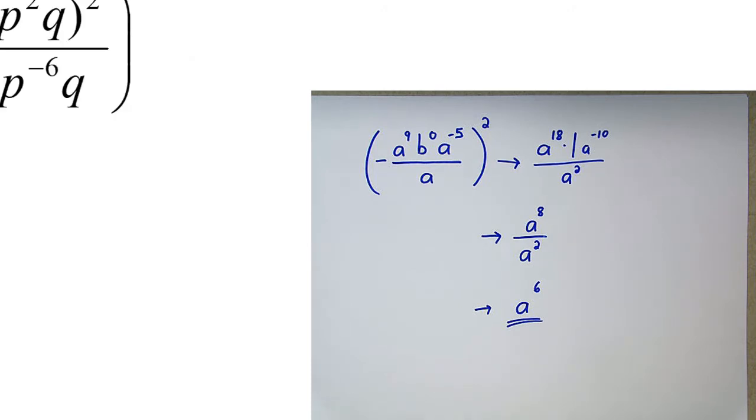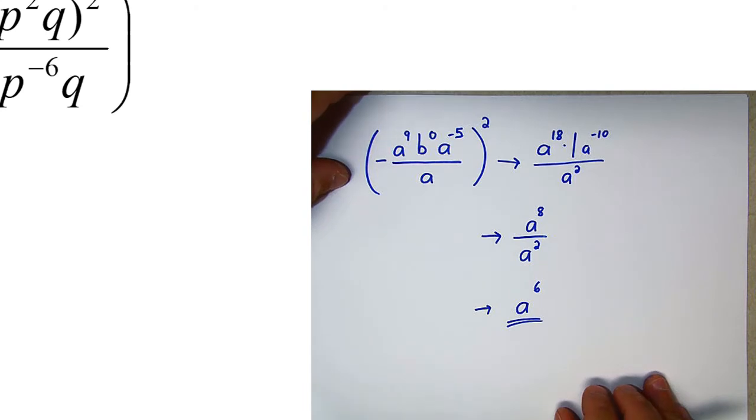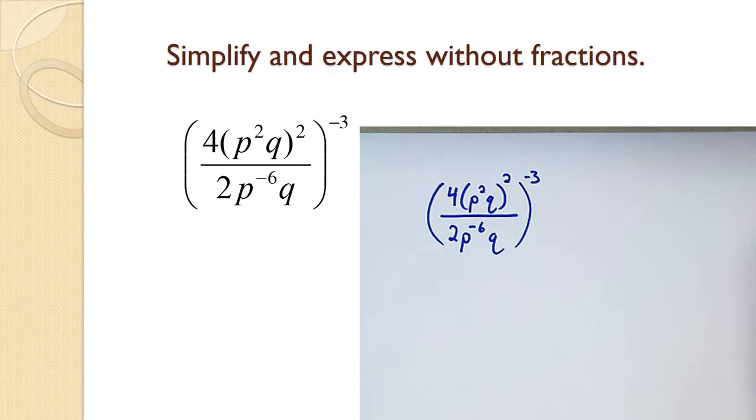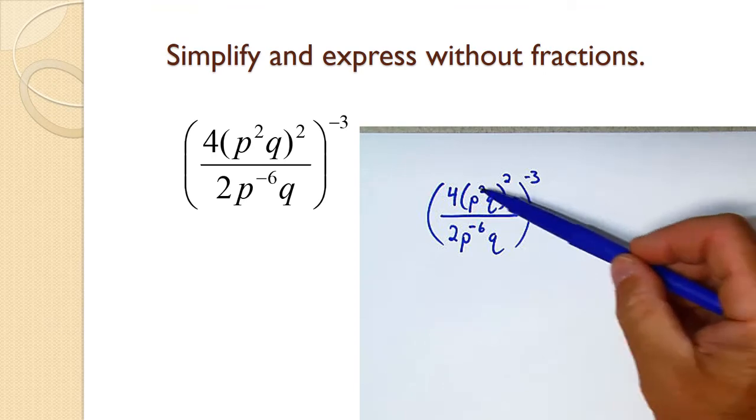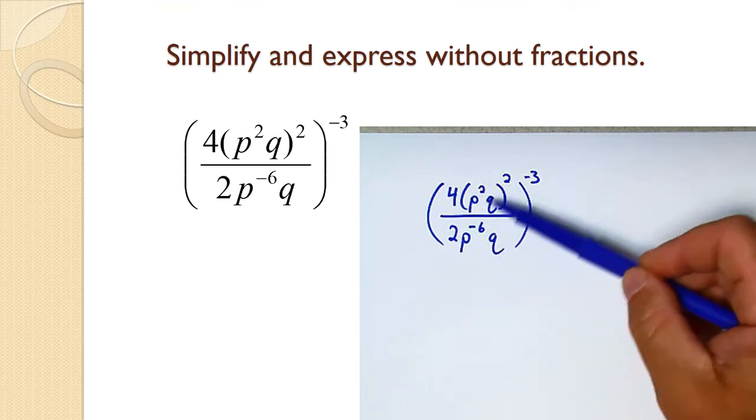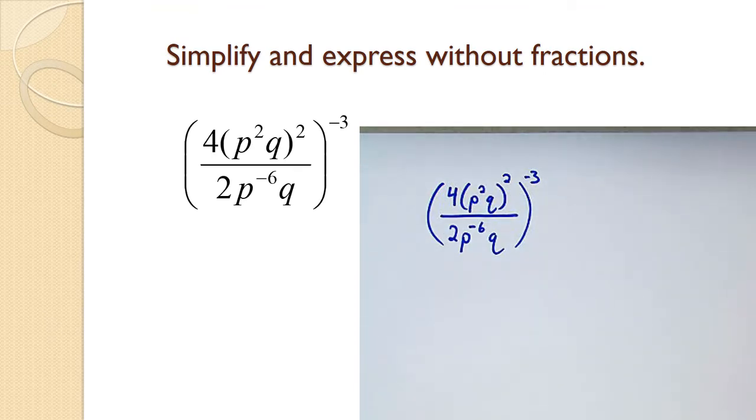Let's do one so that we simplify and are left without any fractions. We'll do this one together. All right, well, let's do just that this time. This time, let's do the work inside these parentheses before we apply that exponent of negative 3.